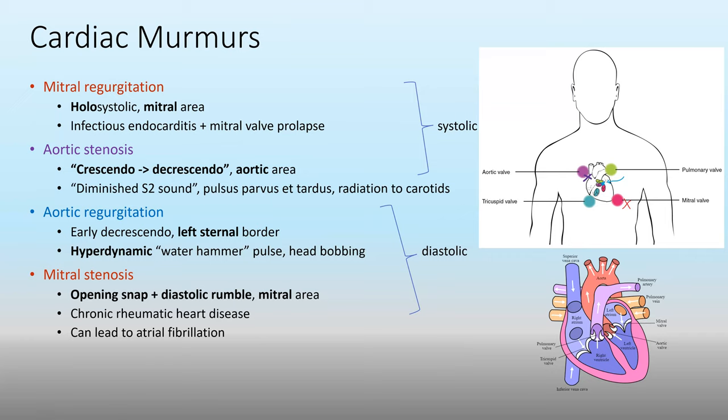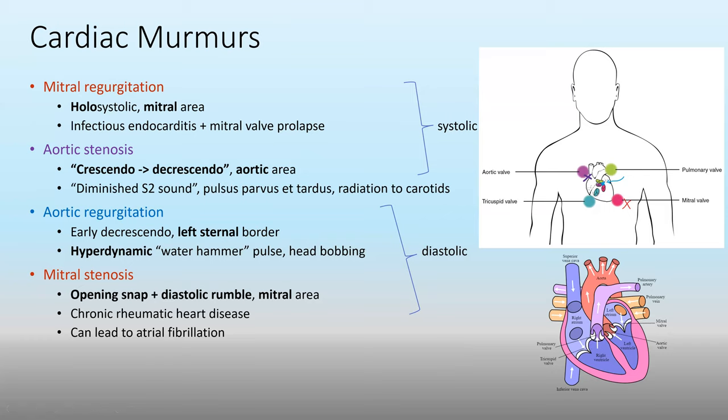Pulsus parvus et tardus is the delayed and diminished rising of the pulses. So if this valve becomes stenotic enough, you're not getting the pressure that you normally develop in the aorta, which causes weakened pressures in all the distal extremities as well as the carotids. Also, the sound can radiate to the carotids. If the sound occurs through this single passageway, you can hear the murmur kind of radiate straight. These would be the pathway to your carotids. And so you can hear it radiate straight towards the carotids.